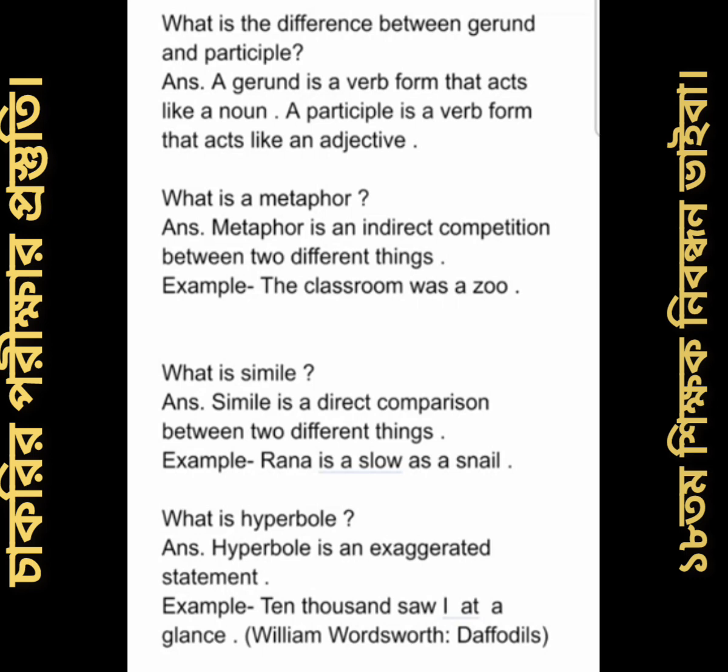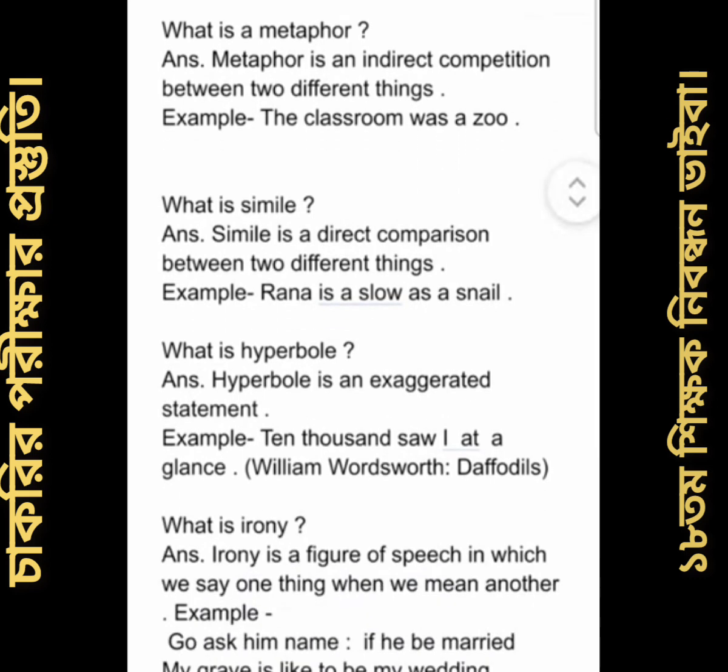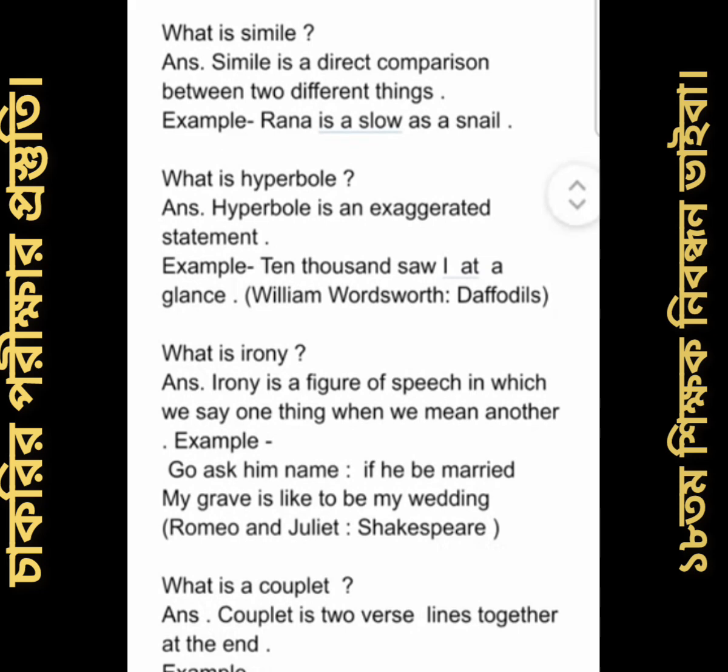What is metaphor? Metaphor is an indirect comparison between two different things. The classroom was a zoo. Here is indirect comparison. What is simile? Simile is direct comparison between two different things. Rana is as slow as a snail. Here, like and as must be used.